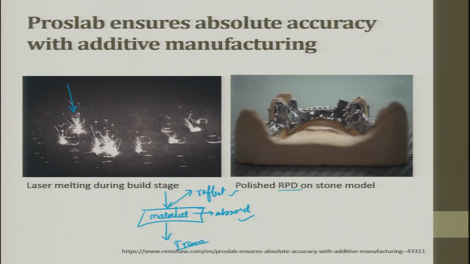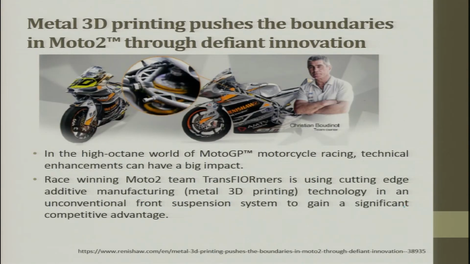So, polished RPD on a stone mold. The next one is metal 3D printing pushing the boundaries in Moto2 TM through defined innovation. In the high octane world of MotoGP TM motorcycle racing, technology enhancements have had a big impact. Earlier there were more parts, and when there are more parts, the assembly was always a challenge.